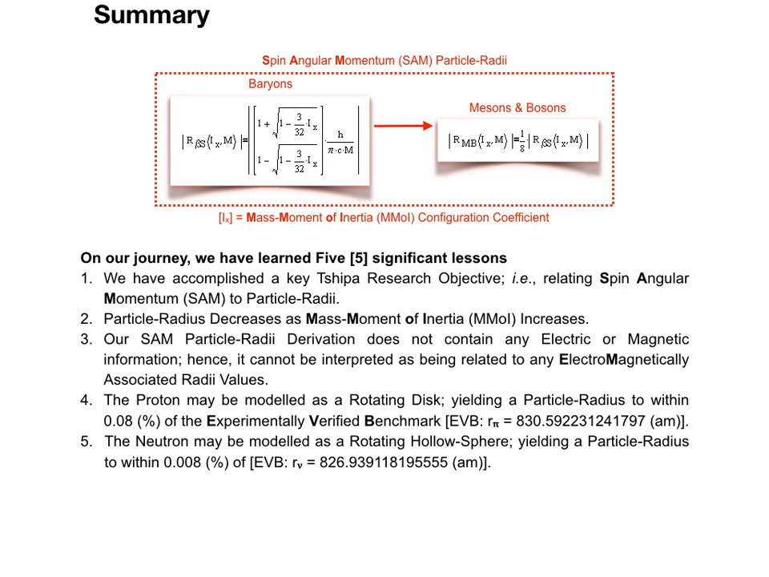Number 4, the proton may be modelled as a rotating disk, yielding a particle radius to within 0.08% of the experimentally verified benchmark. Number 5, the neutron may be modelled as a rotating hollow sphere, yielding a particle radius to within 0.008% of the experimentally verified benchmark.